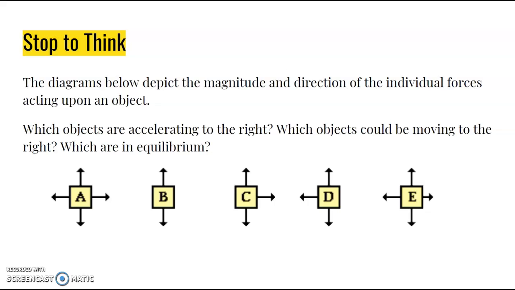All right, so objects accelerating to the right. That means we have to have a net force rightward. The only object that has that is object C. So object C is accelerating to the right.